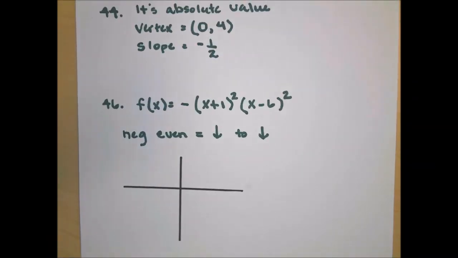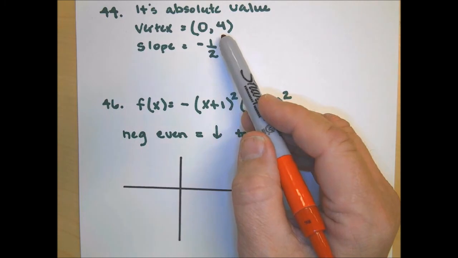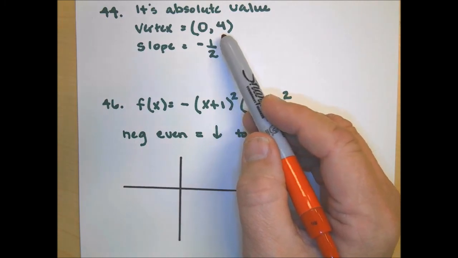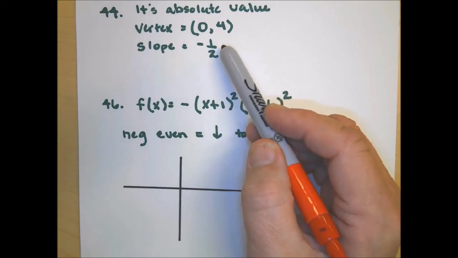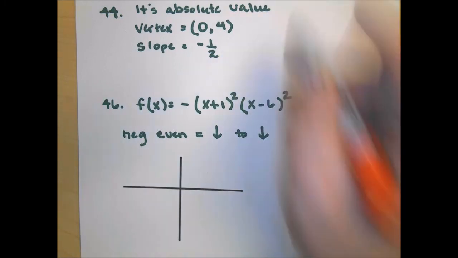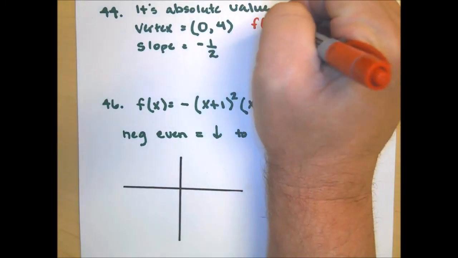Okay, problem number 44 asks you to write the equation of the function that they show you. They clearly show you an absolute value function. We need to know the vertex, so it's easy to see on the graph that the vertex is 0, 4, and we need to know the slope. And the slope appears to be down 1 over 2. And so knowing all that, we can write the function as f of x equals, or y equals.